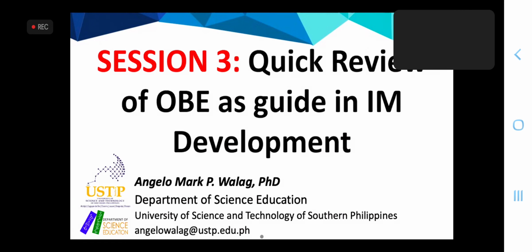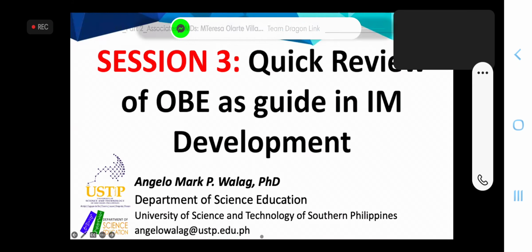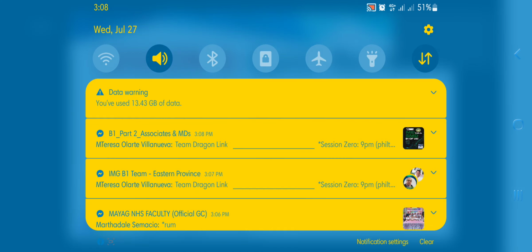We now proceed to the third session of our training. This time we are going to the meat of what we should write in our instructional material. In the first and second sessions, we reflected on our teaching philosophy as the main framework of our IM. In the second session, we also analyzed our learners, because we believe that learners should be at the center of any learning activity.